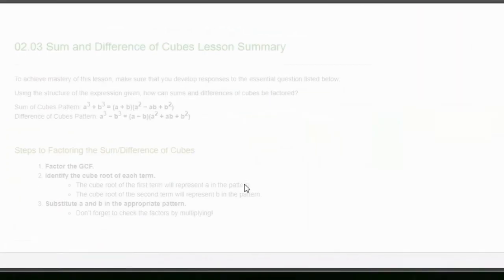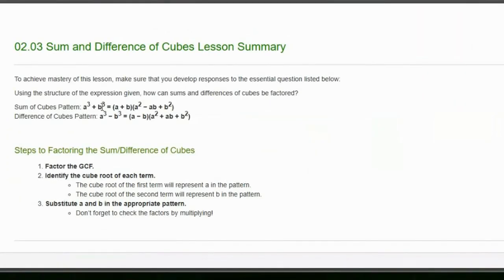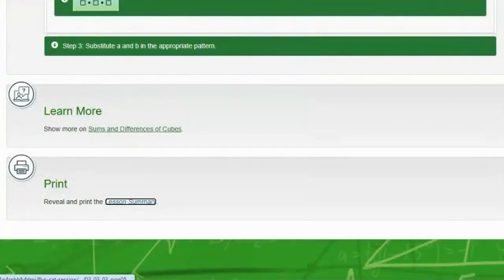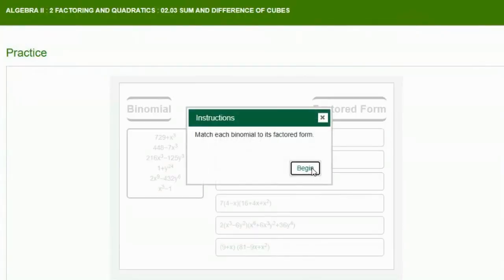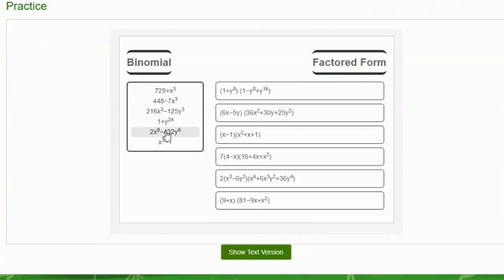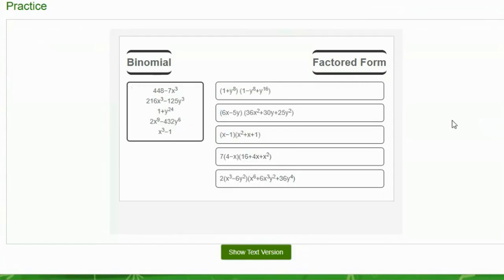Lesson summary. That's all there is on this one. Knowing the patterns: a to the third plus b to the third, a to the third minus b to the third. And remember, factor out a greatest common factor first, because sometimes you won't think there is one of these problems until you factor that out. The next page just has some practice problems for you. Six of them. Here is the original equation. Here are the factors. You've got to match them up. So take this one, write it down, figure out the factors, and then you match it up. If you click on it and then click on its answer, it'll go away if you're correct.